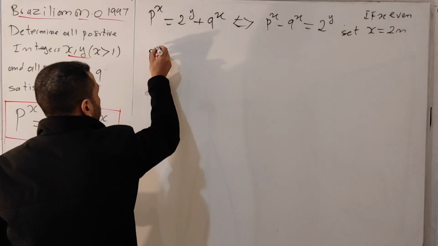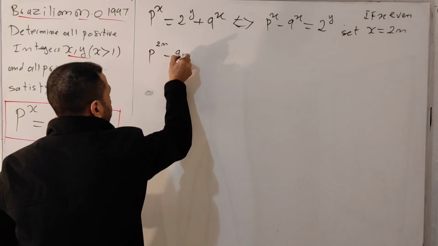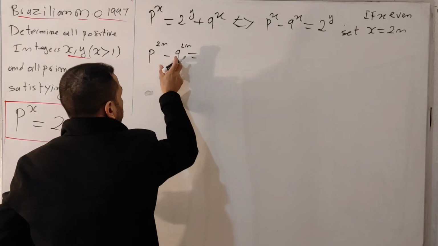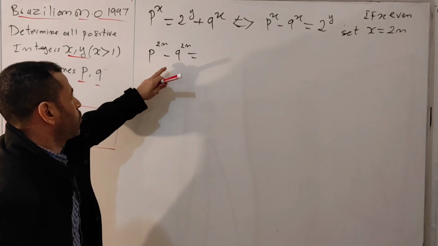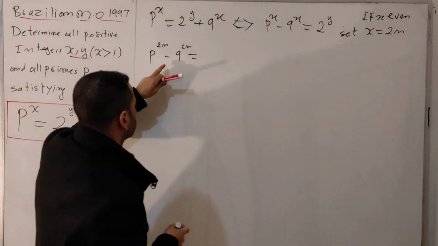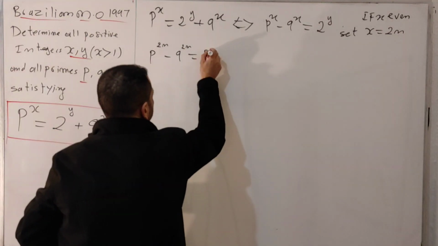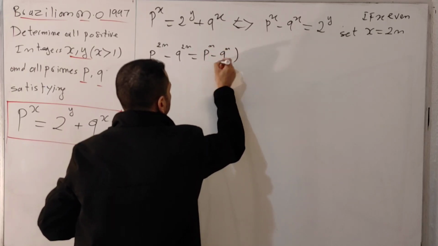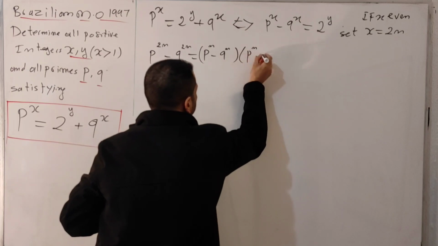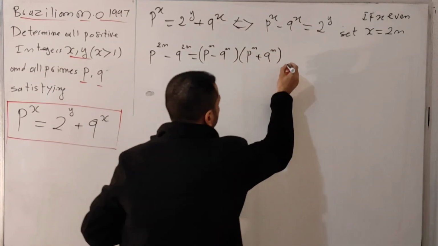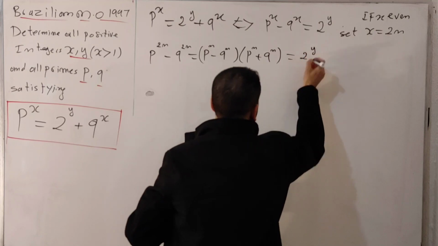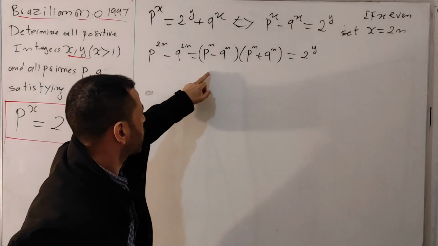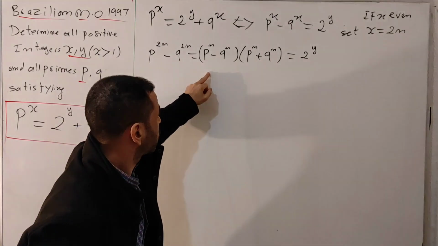So we'll have p to the 2n minus q to the 2n. So this one is written in the form of the difference of two squares. I'm going to factor this one out since we have the minus sign here. So we'll have p to the n minus q to the n, times p to the n plus q to the n, equals 2 to the y. Now, since the right hand side of this equation is a power of 2, that means the left hand side of this equation is a power of 2 as well.